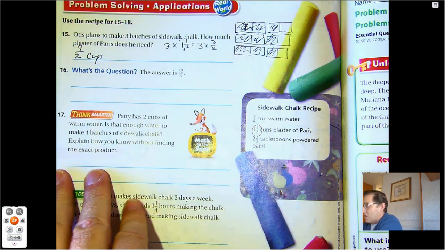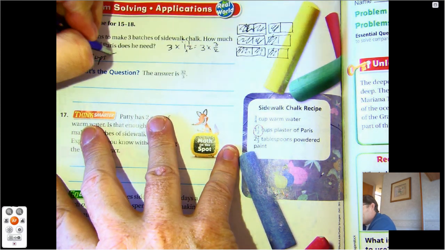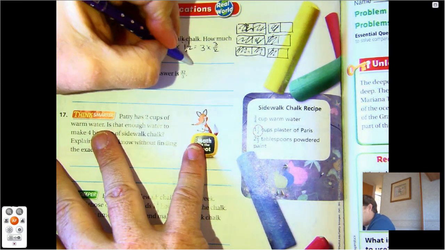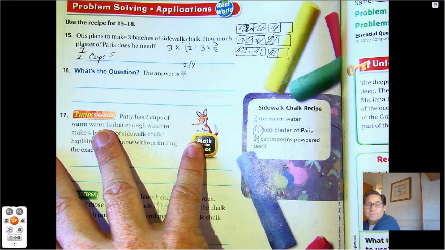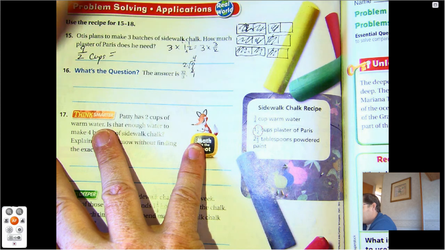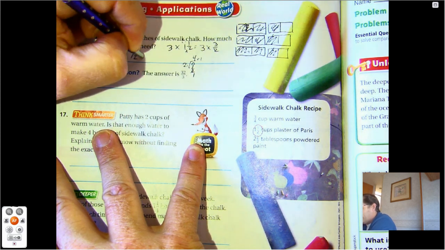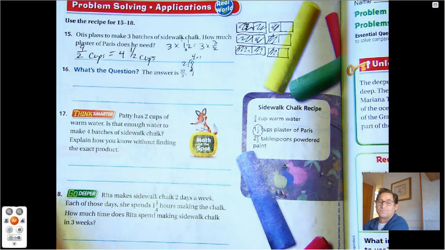So how much plaster of Paris? 9 halves cups, but let's write that as a mixed number. So 9 divided by 2. How many 2's can you take from 9? 4. So 4 remainder 1, so it'd be 4 1/2 cups.